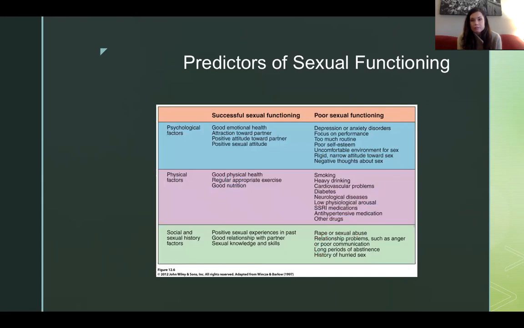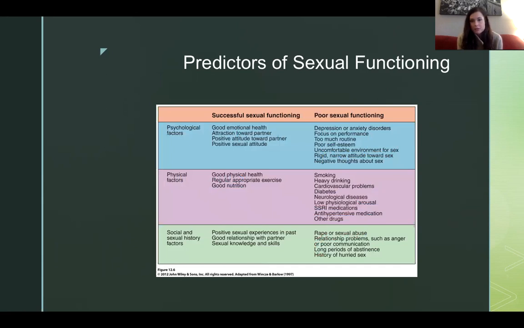and positive sexual experiences in the past, and sexual knowledge and skills. And so things that can contribute to poor sexual functioning include depression or anxiety disorders, focus on performance, too much routine, poor self-esteem, uncomfortable environment for sex, rigid or narrow attitudes towards sex, and negative thoughts about sex. And physical factors can include smoking, heavy drinking, cardiovascular problems, diabetes, neurological diseases, low physiological arousal, SSRI medications, and antihypertensive medications for heart problems, and other drugs.